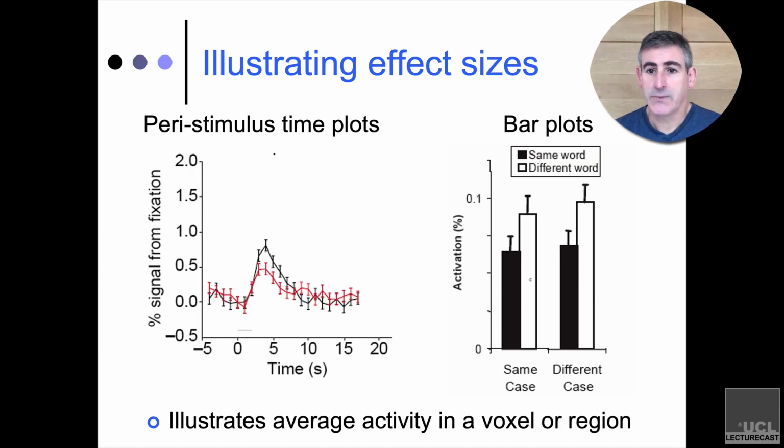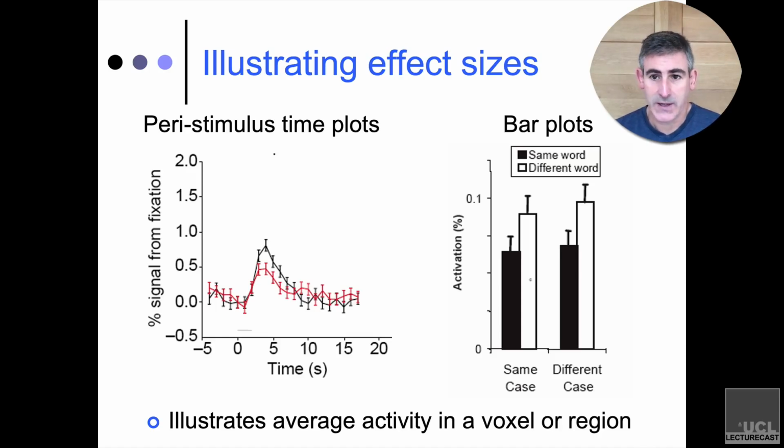Both of these are perfectly appropriate ways of showing what's happening. Peristimulus time plots are something that SPM will calculate for you. Bar plots come out naturally from just looking at the parameter estimates of interest to begin with. But in either case, all we're really looking at here are the parameter estimates. Those are the effect sizes.